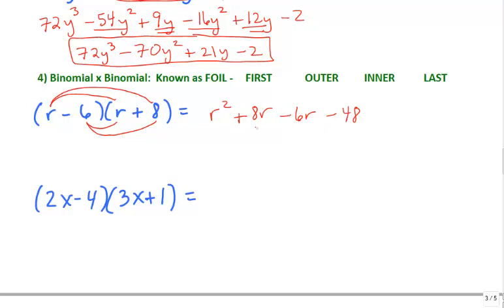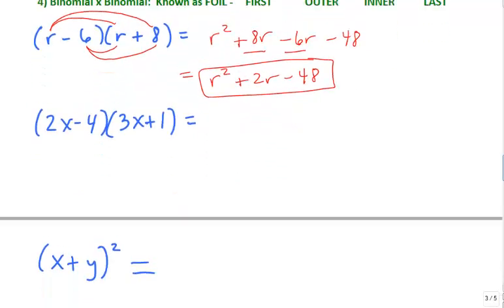Now you don't want to stop here because oftentimes the inner and the outer terms here result in like terms that can be combined. So in this case I have an 8r and a minus 6r. So those will combine into a positive 2r. So my final answer here will be r squared plus 2r minus 48.